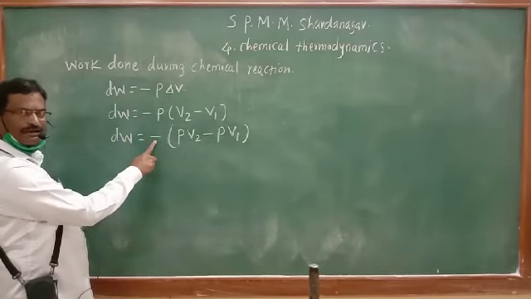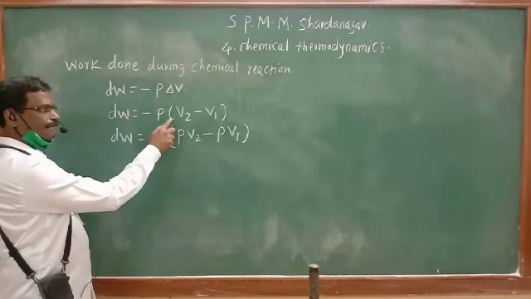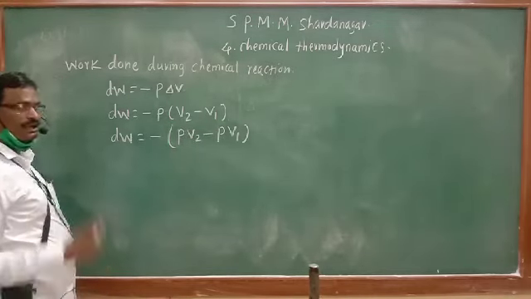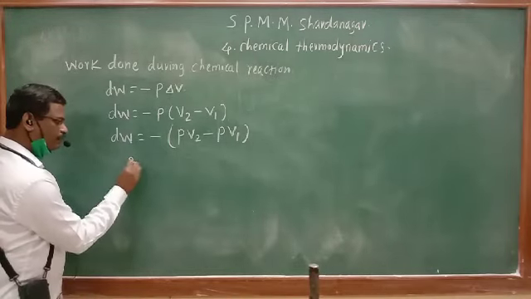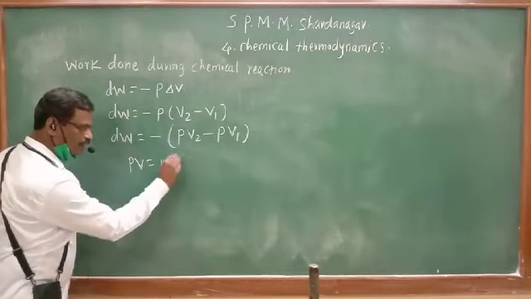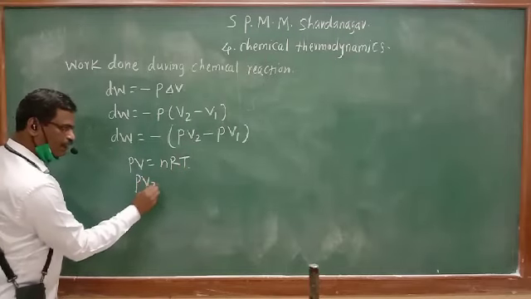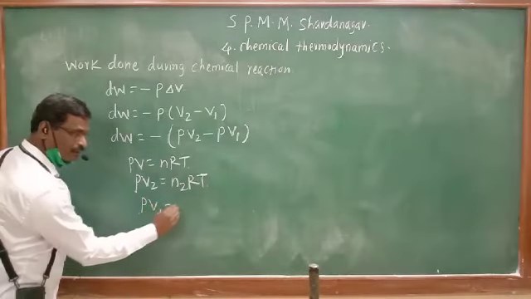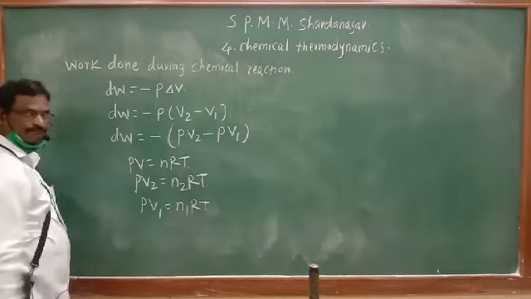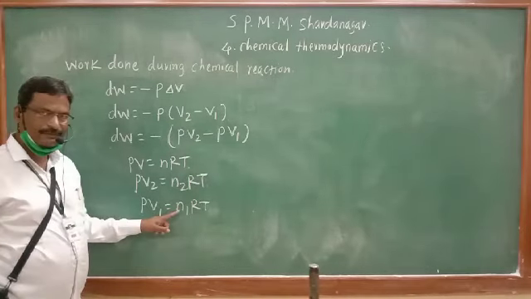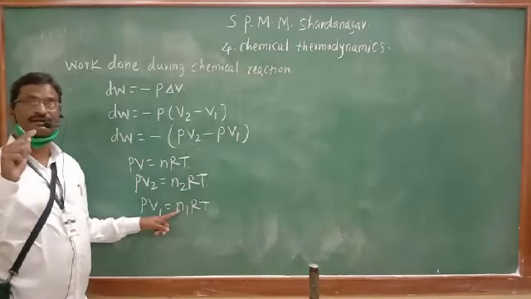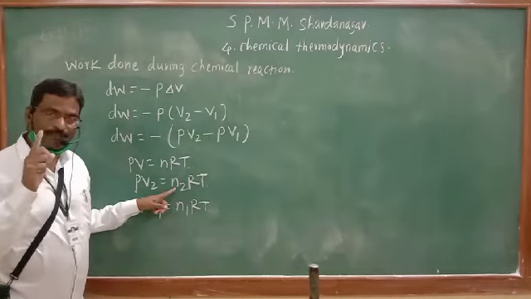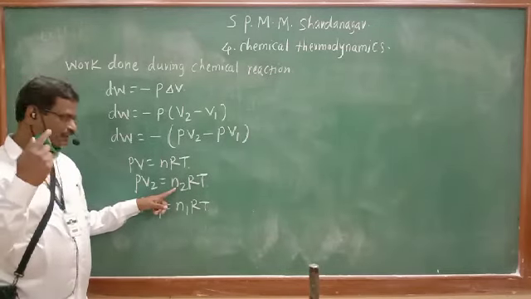Minus sign I have taken as it is. Minus, solving the bracket, here it is PV2 minus PV1. Just now we have studied PV is equal to nRT, therefore PV2 is equal to N2RT and PV1 is equal to N1RT. Here N1 is number of moles of reactant in gaseous state. N2 is number of moles of product in the gaseous state.